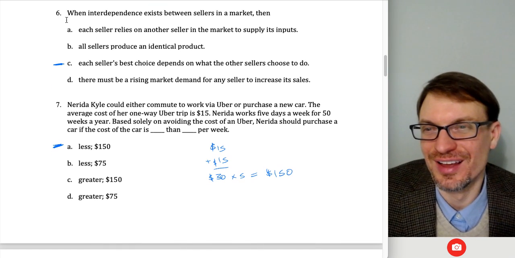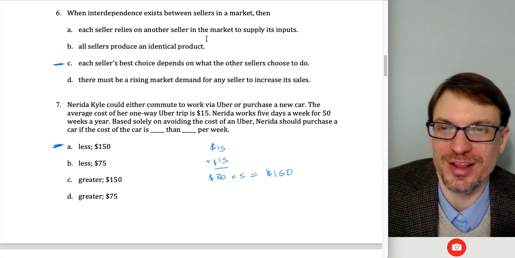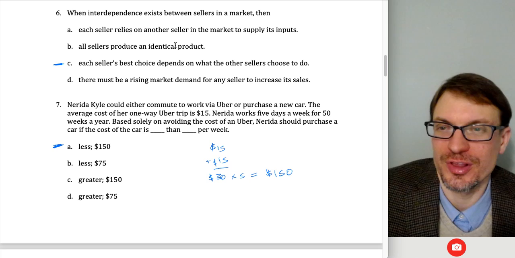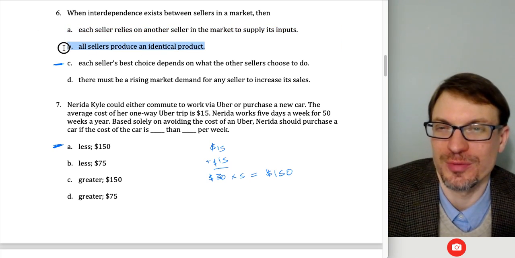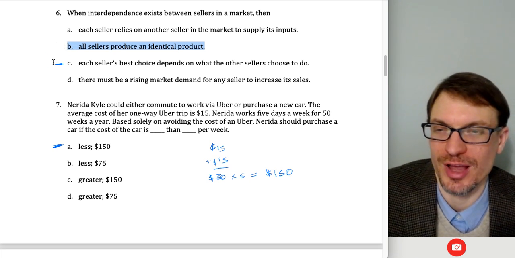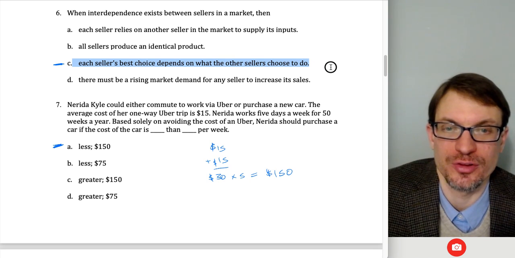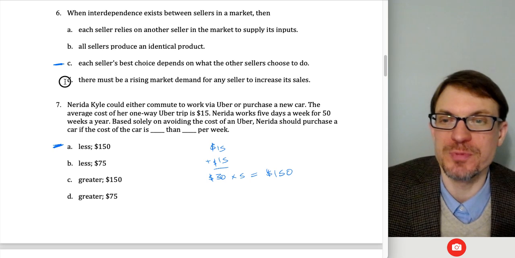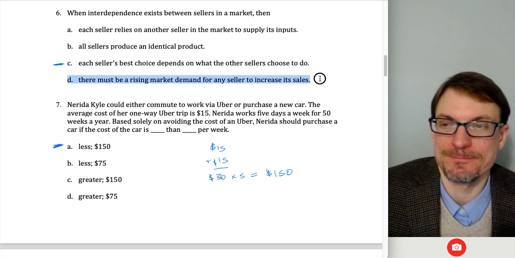All right. When interdependence exists between sellers in the market, then each seller relies on another seller in the market to supply its inputs. Nope. All sellers, that could be, but that's not necessarily. All sellers produce an identical product. No, this is required. This is one of our assumptions for perfect competition. Each seller's best choice depends on what the other sellers choose to do. Yeah, that's the closest to the interdependence principle. There must be a rising demand for any seller to increase its sales. No.